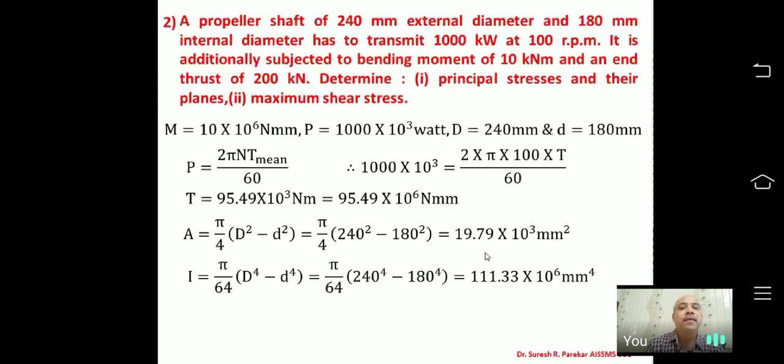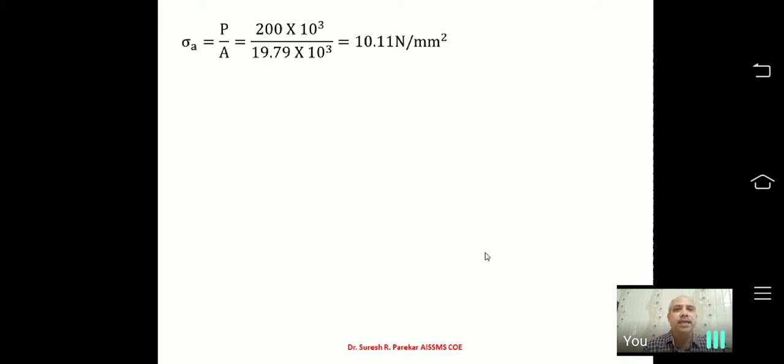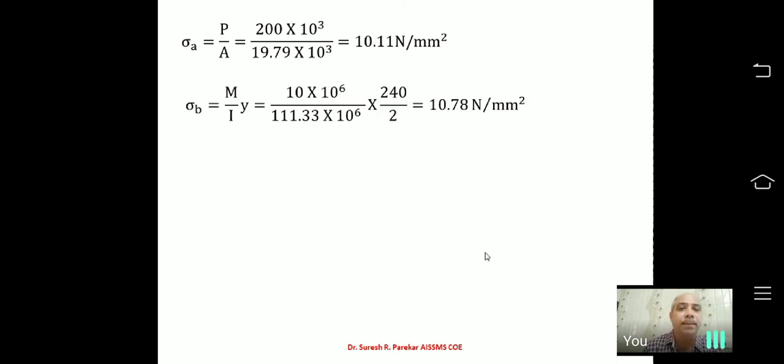Then I will find I, which will be pi by 64 (D4 minus d4). That will give you the value of I. Now what is J? J is 2 times I, because we know J equals Ixx plus Iyy. So that will be 2 times I, giving 222.66 into 10 raised to 6 millimeter to the power 4. Now, knowing the geometric properties, I can find sigma A, which will be P by A. P is given as 200 kilonewton, giving sigma A as 10.11 Newton per mm square.